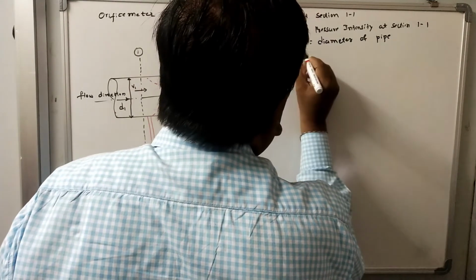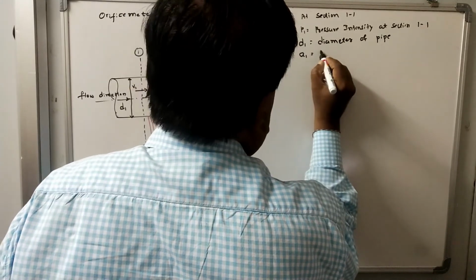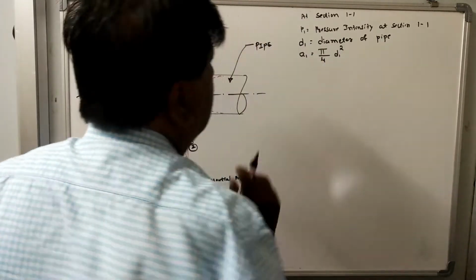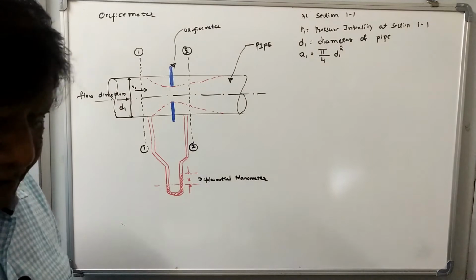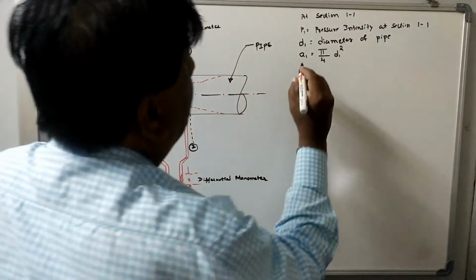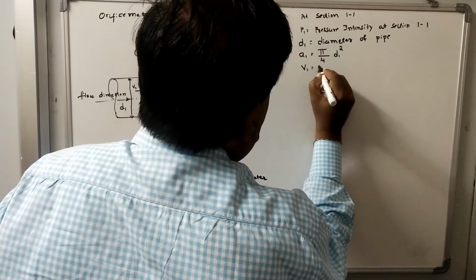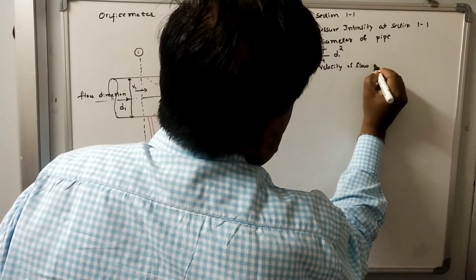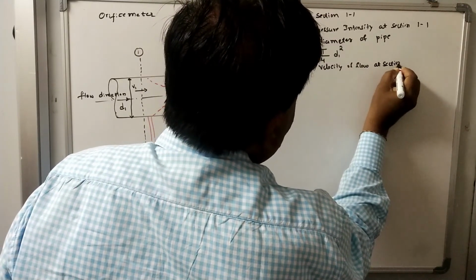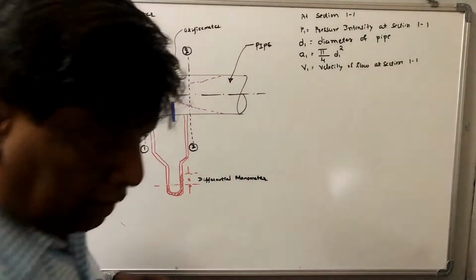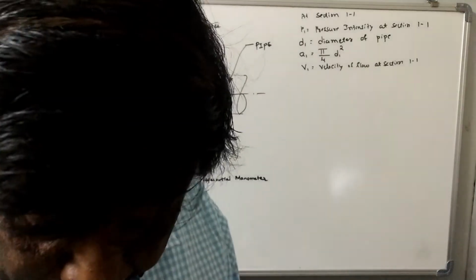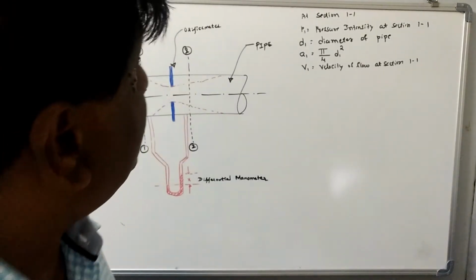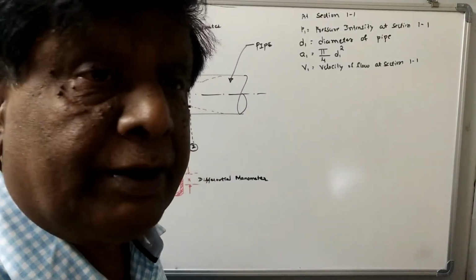Then A1 is the cross-sectional area of the pipe, that is pi by 4 d1 square, at section 1,1. Then V1 is the velocity of flow at section 1,1. So P1 is the pressure intensity, D1 is the diameter of the pipe, A1 is the cross-sectional area of the pipe at section 1,1, and V1 is the velocity of flow at section 1,1.